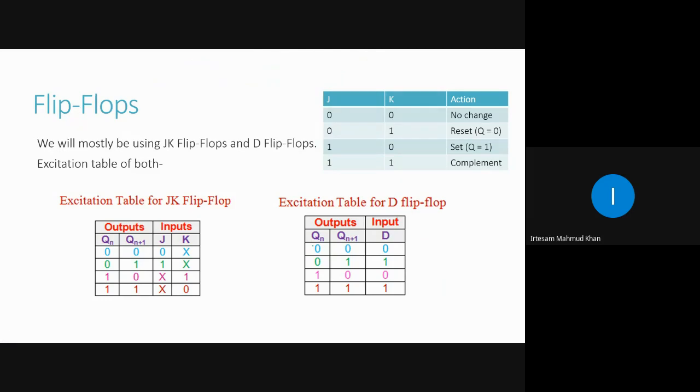Let's say initially we have Q equals to 0, at time t Q equals to 0, so we want at Q(t+1), that is on the next clock cycle or next positive clock edge, we want the Q(t+1) to be 0 as well. মানে আমরা পরের clock cycle এও Q(t+1) কে 0 ই দেখতে চাই, এখনো 0 আছে, আমরা পরের clock cycle এও 0 দেখতে চাই, সেটার জন্য আমাদেরকে ডি তে কি ইনপুট দেওয়া লাগবে?